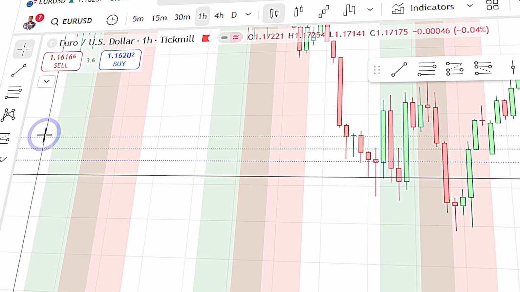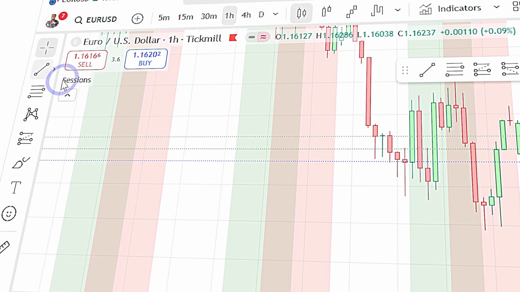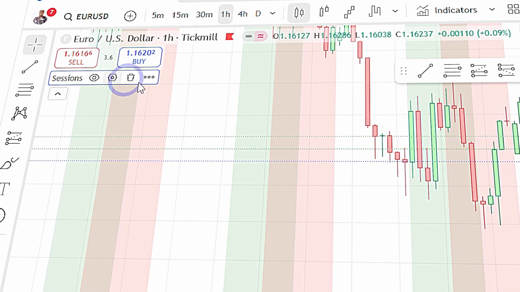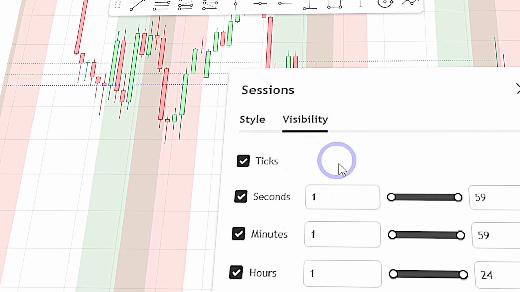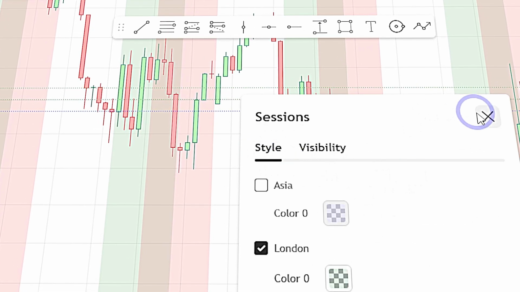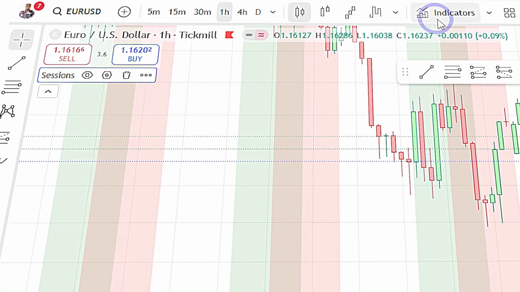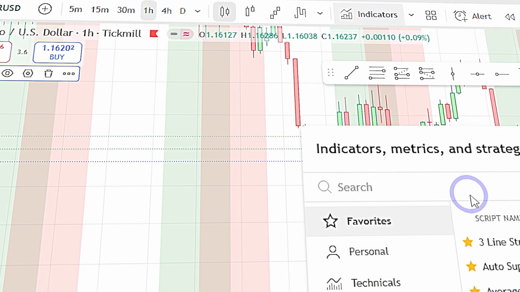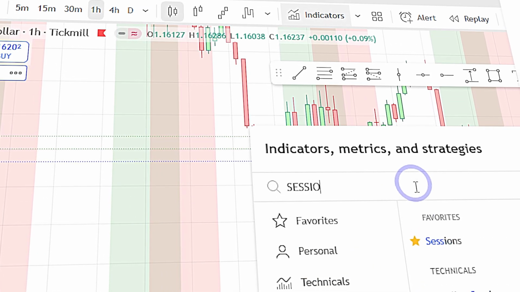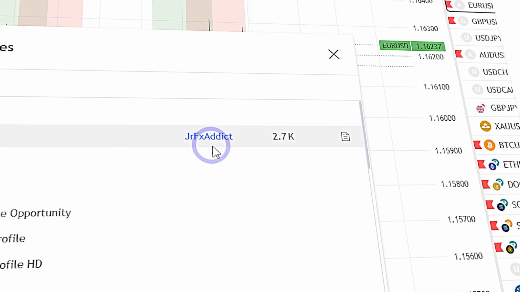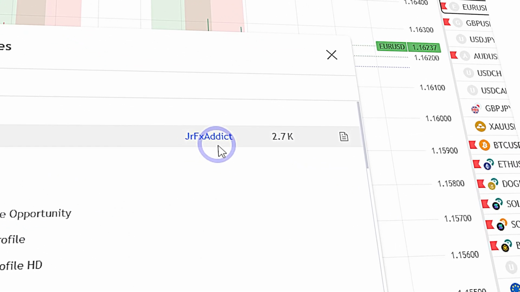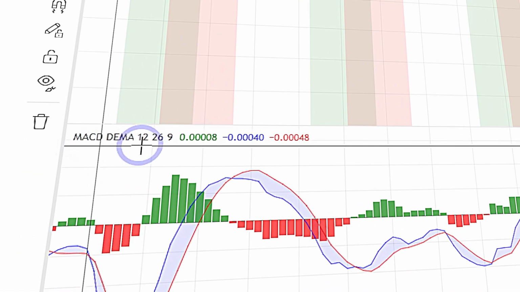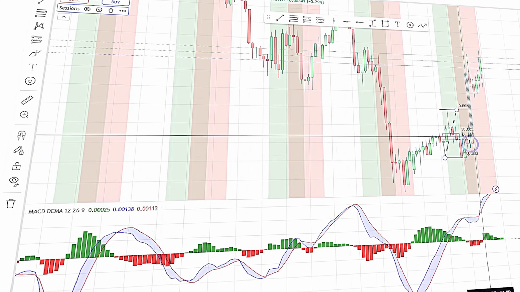If you come here, you're going to see I have only two indicators. If I click on this drop down menu, you can see I have a session indicator, which you can add right now. If I click on settings, you're going to see it's just regular settings without any complications, okay? The indicator is called session. Let's go to indicators and type session here. You're going to see Session by JF Addict, Junior FX Addict, right? You're going to add that to your chart, and you're also going to add this indicator called MACD DIMA, right? These are the two indicators you will be adding.